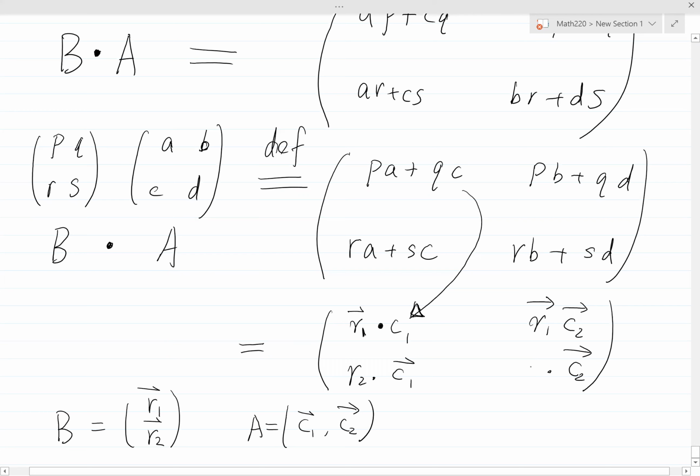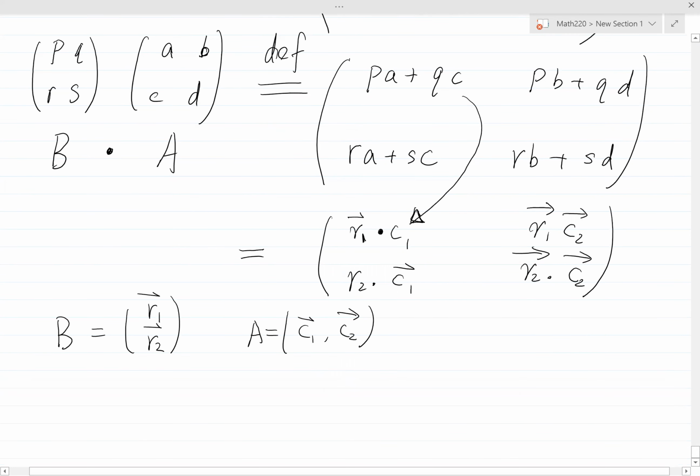So this gives us a natural way to define matrix multiplication. If you view matrices as operations, then this gives us a natural definition of how to compose matrices. How do we multiply matrices?